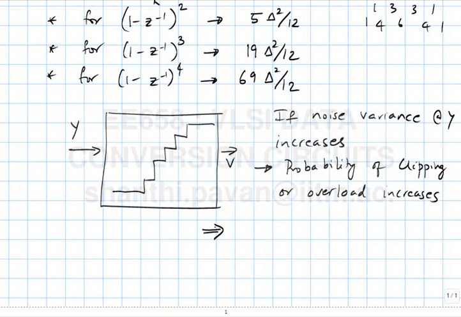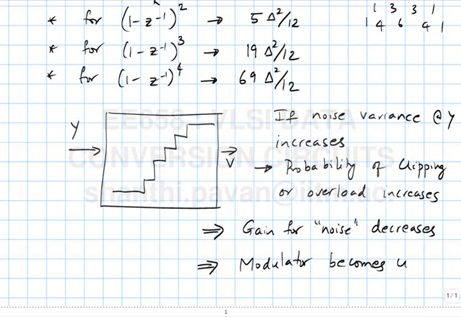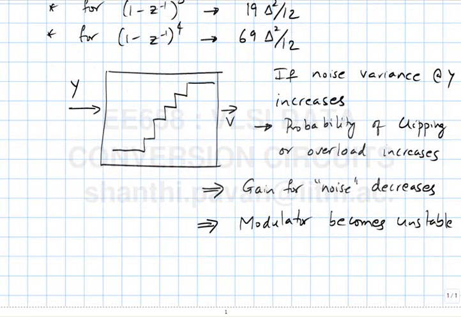If the quantizer saturates or overloads more often, what can you say about the average gain of the quantizer for the noise-like signal? So gain for the noise decreases, which means the poles will move closer to the unit circle, and eventually the modulator becomes unstable. So this is all background information that you know already.